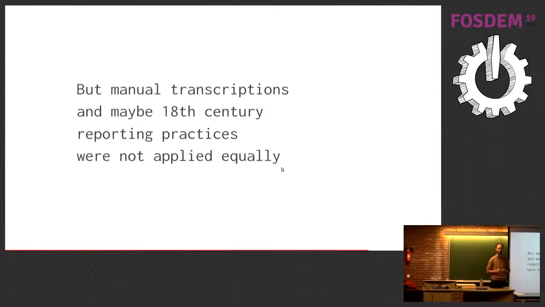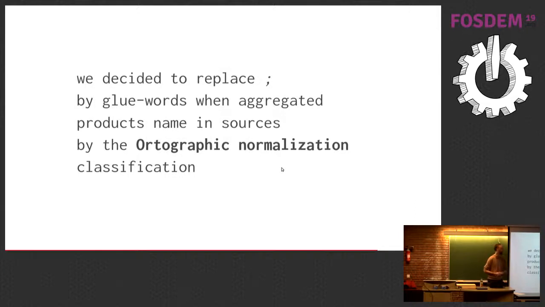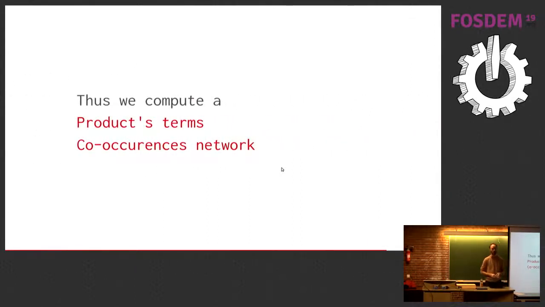Writing practices are never applied equally, in my experience. So we decided to replace semicolons by some glue words when aggregating product names in our orthographic normalization classification. But we compute a product terms co-occurrence network. So we take a name of a good like "vin de Bordeaux de très bonne qualité", so it's like wine from Burgundy of a very good quality.